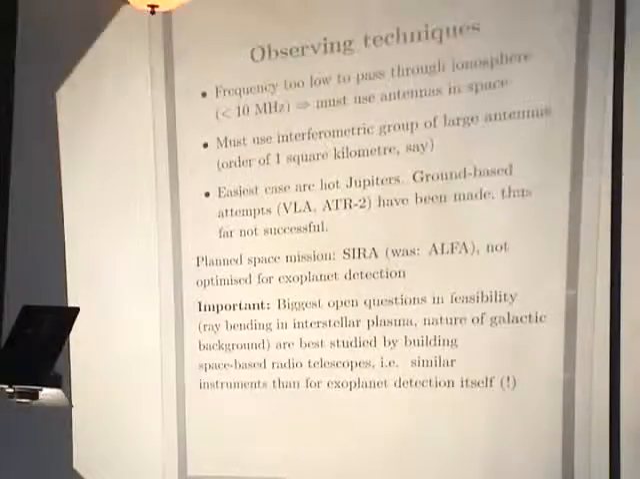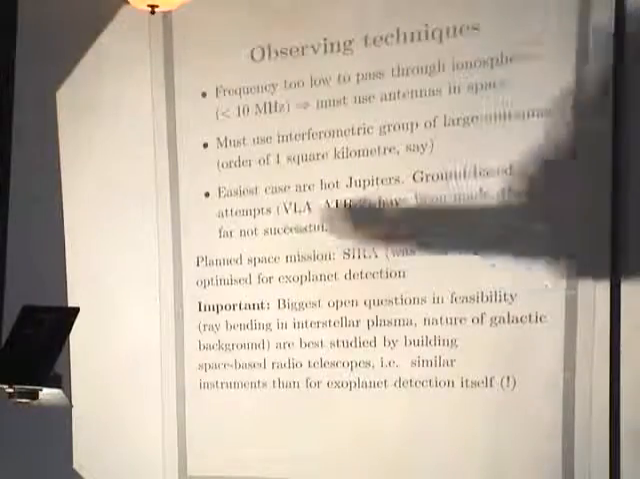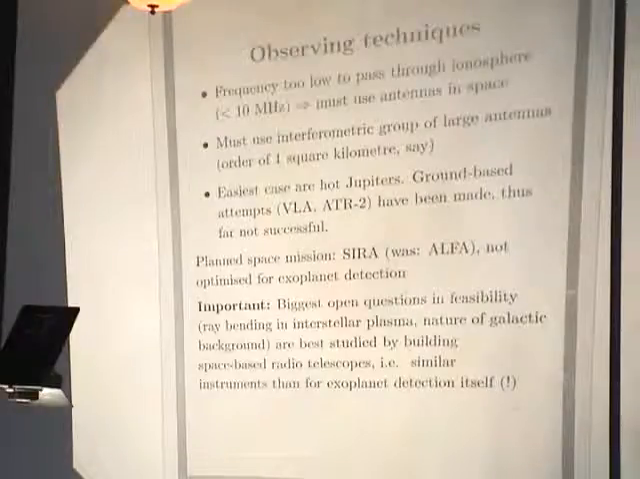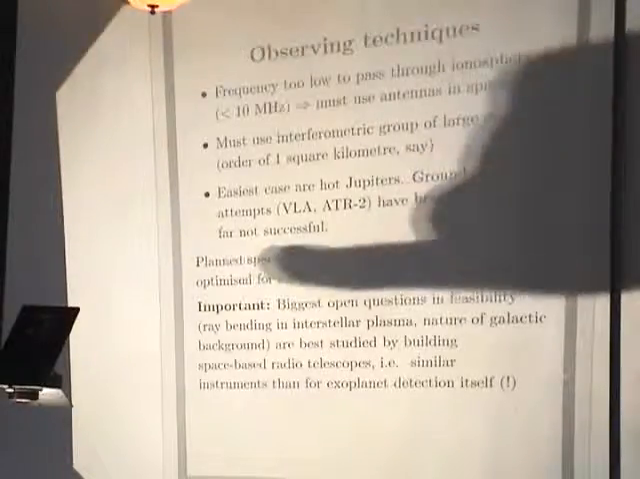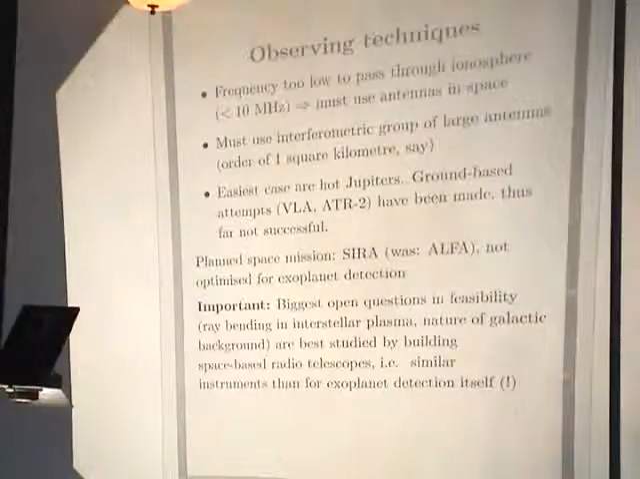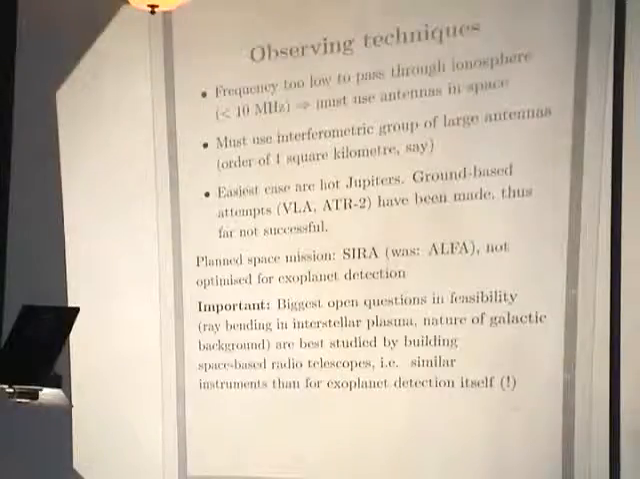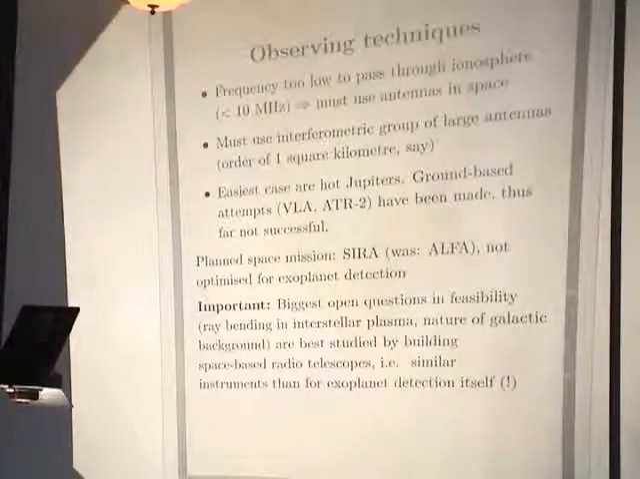And then, as I said, the easiest case is these orbiters because they have strong emissions and they are in a strong solar wind because they are close to the host star. Attempts are going on to try to detect signals, but no positive result has come out yet, to my knowledge. And there is one mission being planned in space called SIVA, but it's not optimal. It has obviously not been designed for it, but the technique has been designed for also observing our sun, mainly.